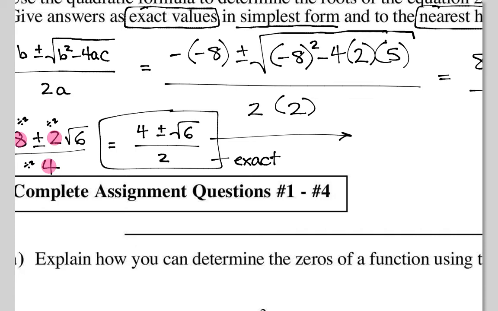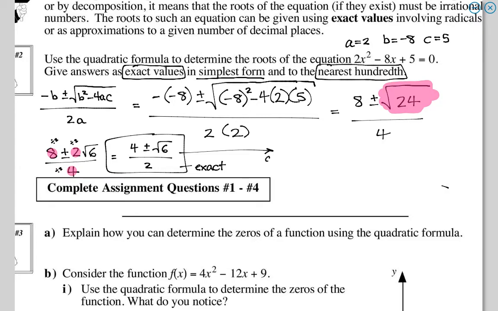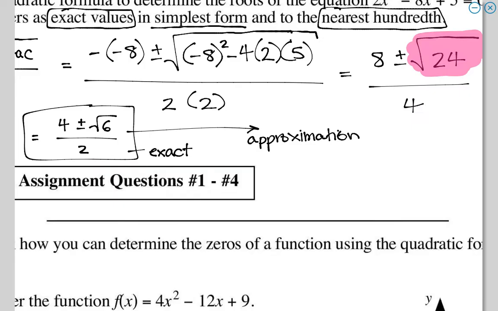Now, we have to do the nearest hundredth, so we have to do the approximation. So what are the two values we have to calculate? We have to do 4 plus root 6 divided by 2, or 4 minus root 6 divided by 2. All right. I'll just give you a second to copy, because then we're going to put this into the calculator.